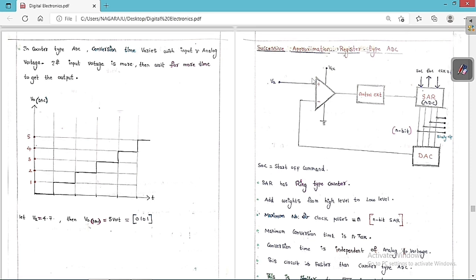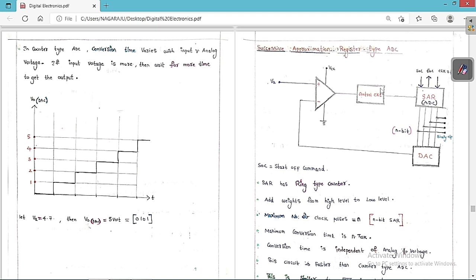So we are going to discuss the successive approximation register type ADC. SAR means successive approximation register. SAR type ADC, now we are going to study. So you can see clearly from this diagram that there is an op amp. The op amp is basically open loop, or we can say an open loop op amp is there.